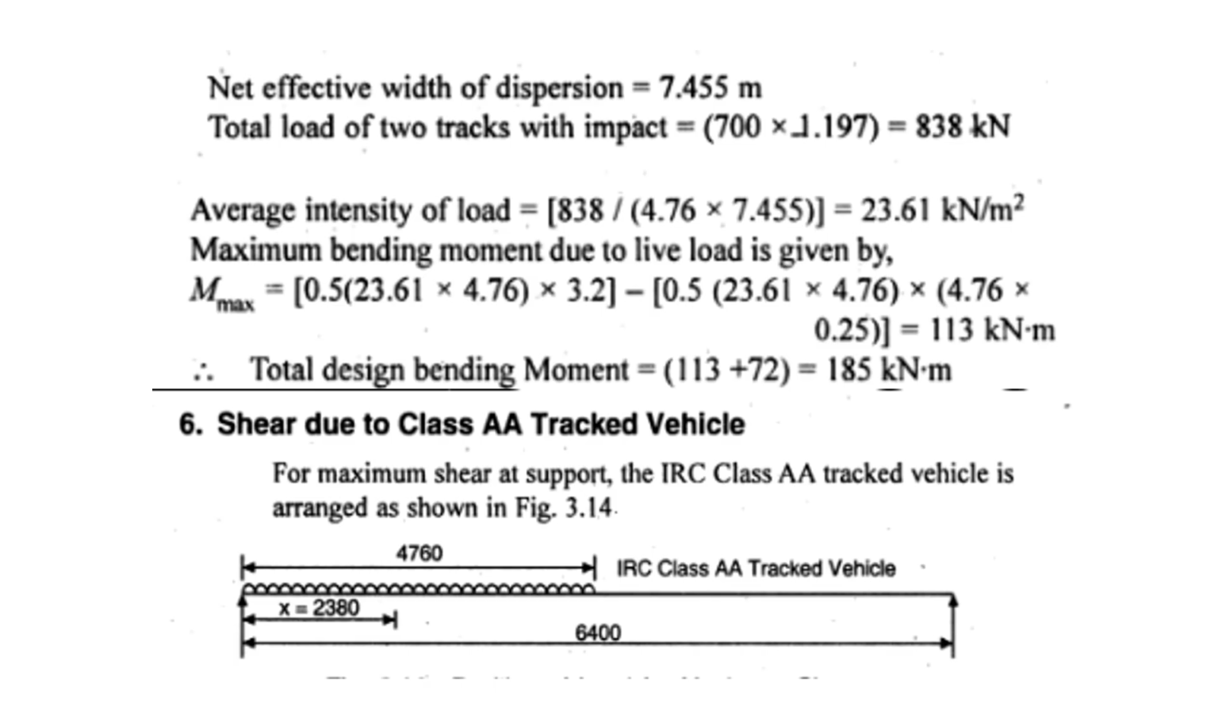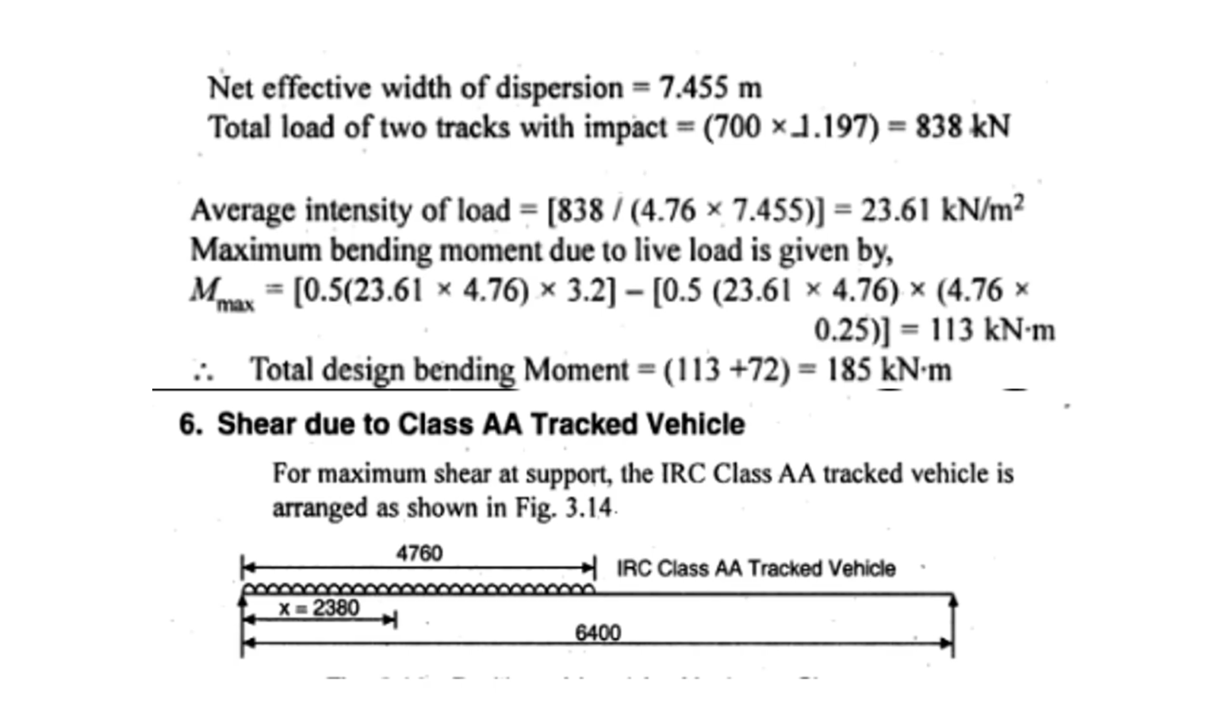So the average intensity of the load is the load divided by the area of intensity. So it is 4.76 multiplied by effective width into effective breadth. So it is 23.61 kilonewton per meter square. So next, based on this load dispersion and this effective length, the maximum bending moment is calculated. So the maximum bending moment is found to be 130 kilonewton meter.